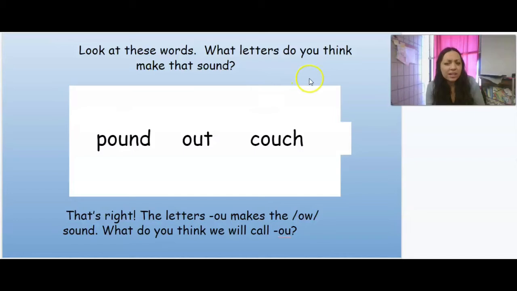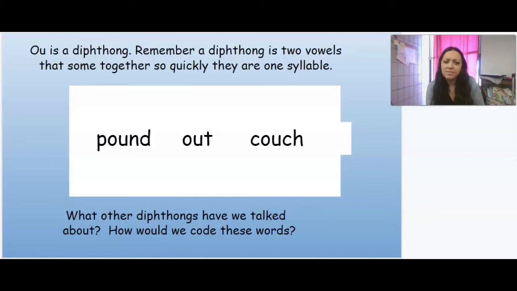Now look at these words. What letters do you think are going to make that sound? Ound, out, ouch. What letters are making those words? That's right, the OU says the ow sound. What do you think we call OU? OU is a diphthong. Remember, a diphthong is two vowels that come together so quickly that they're one syllable. Watch my mouth. Ow. It changes into a diphthong.